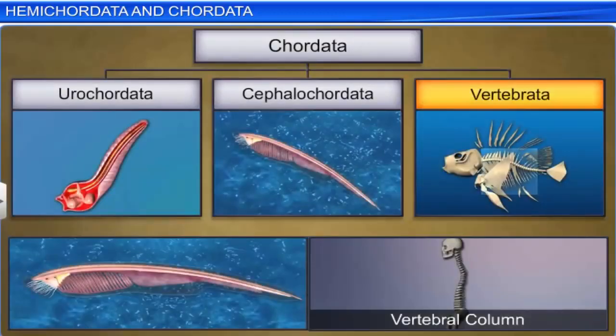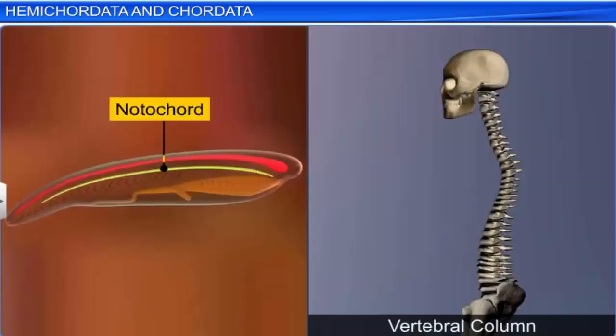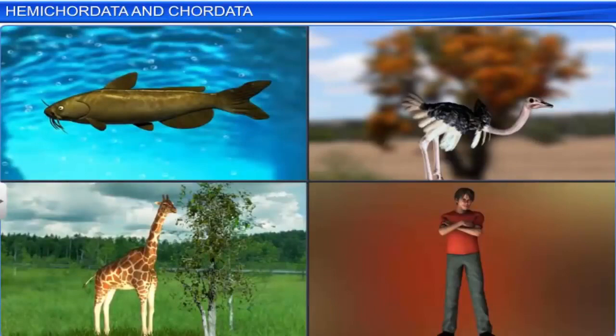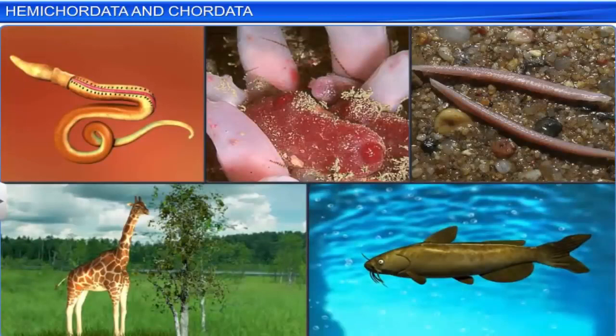Members of subphylum Vertebrata possess a notochord during the embryonic period, which is later replaced by a cartilaginous or a bony vertebral column. Vertebrates have a 2, 3 or 4-chambered heart for circulation of blood, kidneys for excretion and osmoregulation, and paired appendages which could be either fins or limbs. We have studied how animals are classified as hemichordates and chordates on the basis of certain morphological and anatomical features.